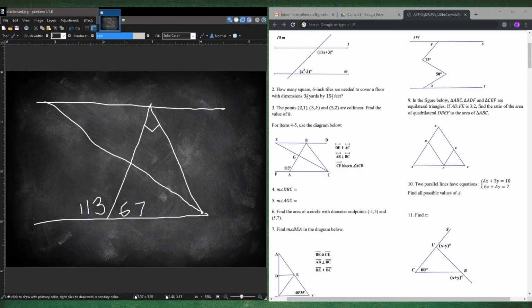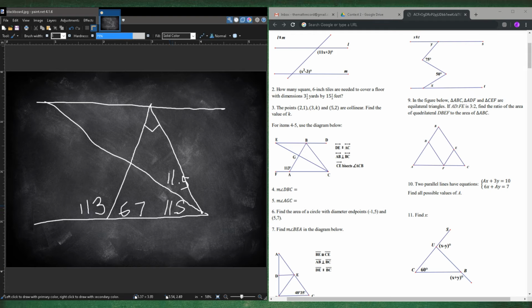And we know since this is a triangle, ABC right here is a triangle. That means the 90 degrees plus the 67 degrees plus this has to be 180. So this is 23 degrees. But since CE bisects angle ACB, that means the 23 degrees is halved. So this is 11.5, and this is also 11.5. So that makes 23 plus the 67, which is 90, plus that 90 is 180.